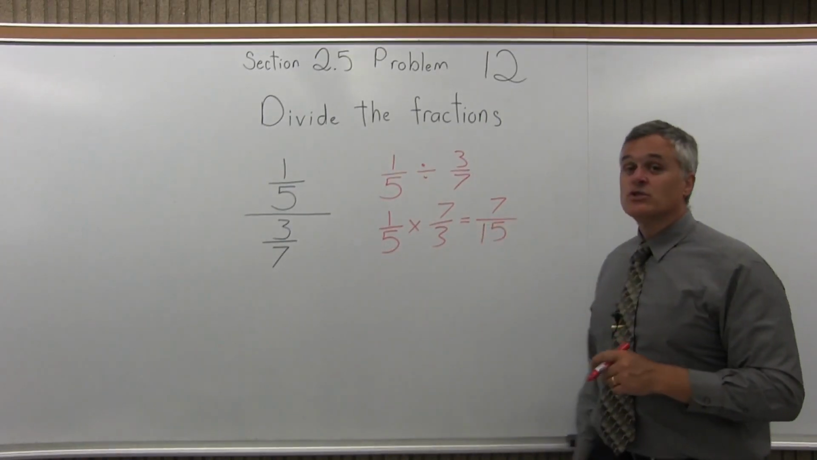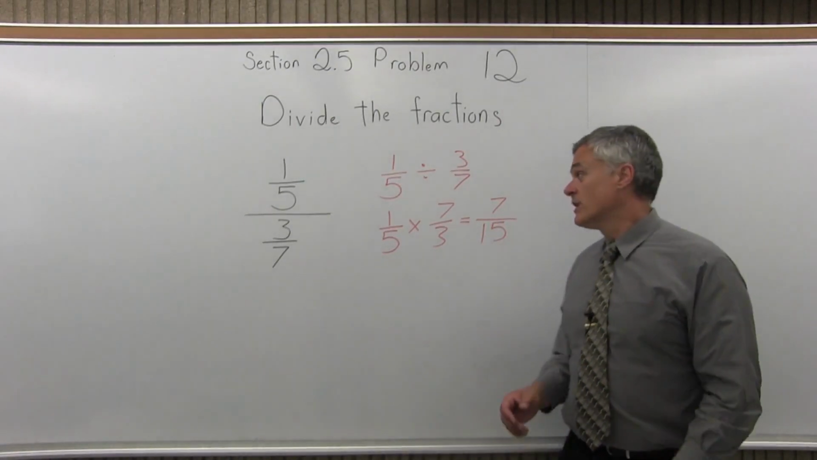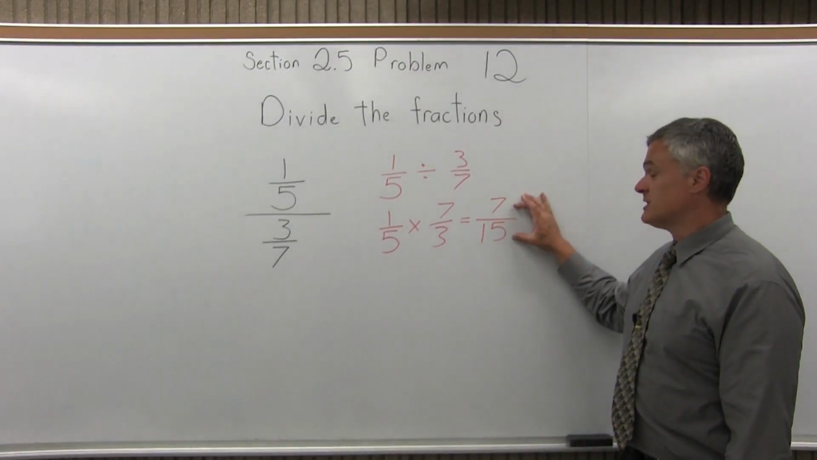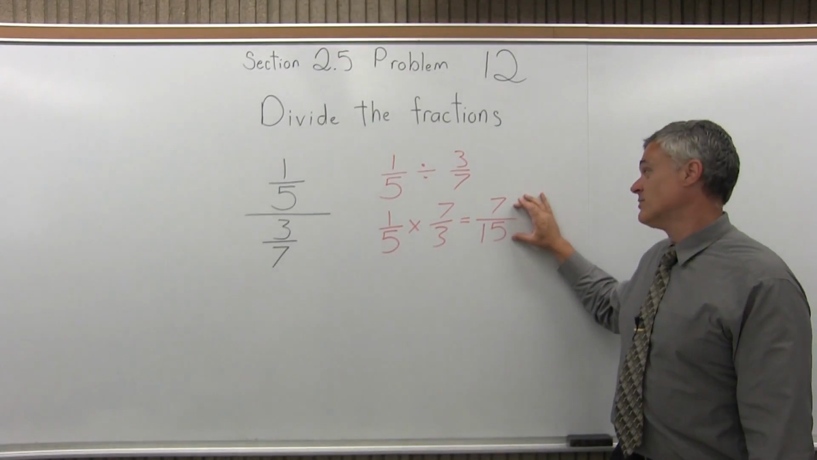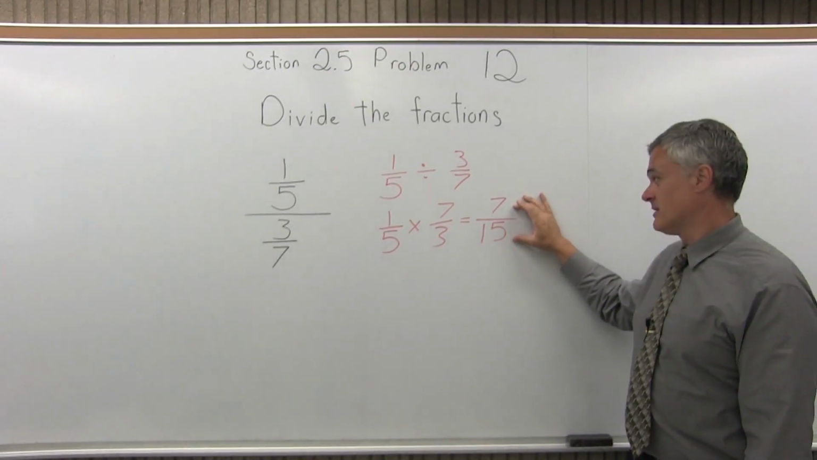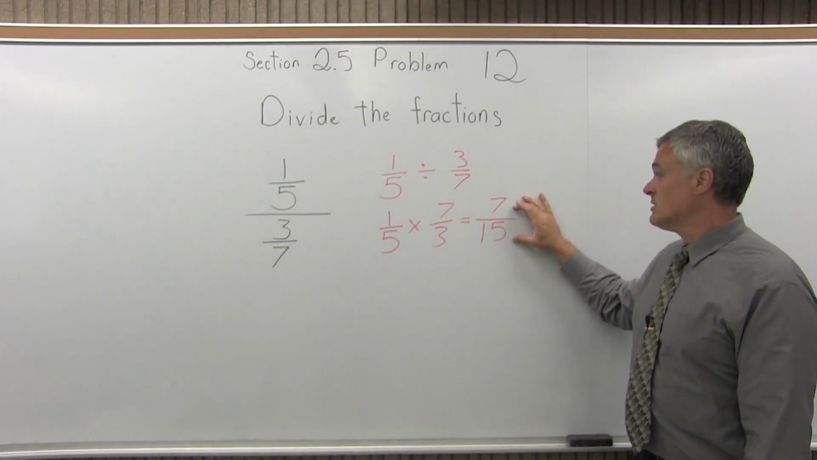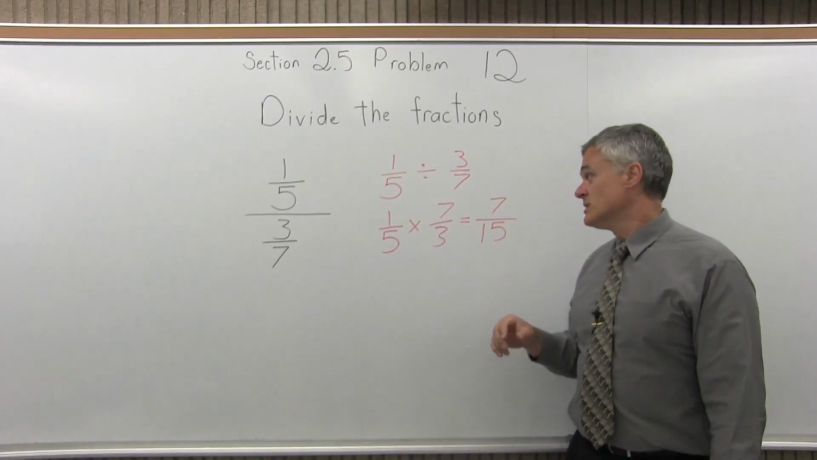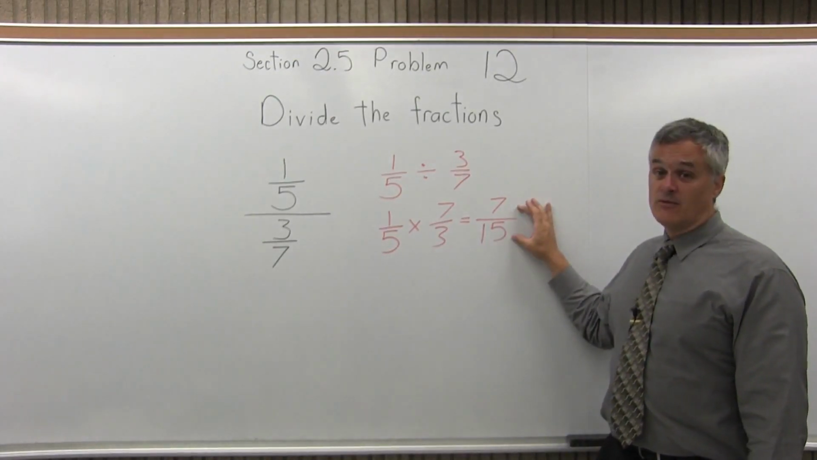And now when you have the answer, you want to see if it will reduce. You want to look for any numbers you can that will divide into both 7 and 15 evenly. And if you try, you'll see that there are no numbers that divide into 7 and 15 evenly. So that would be the final answer. The final answer in its most reduced form is 7/15.